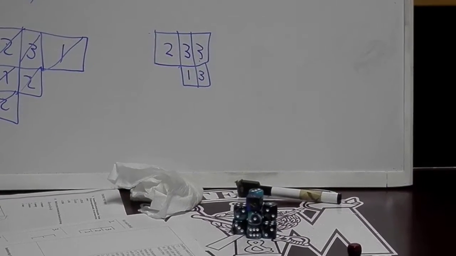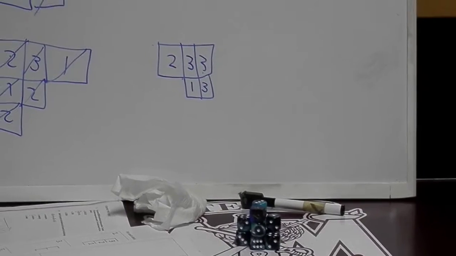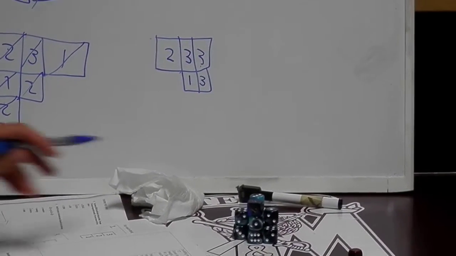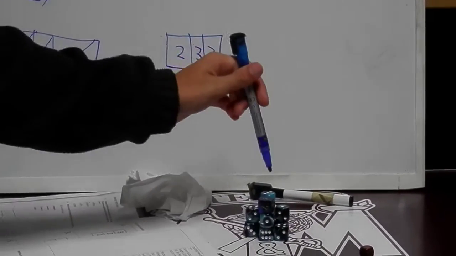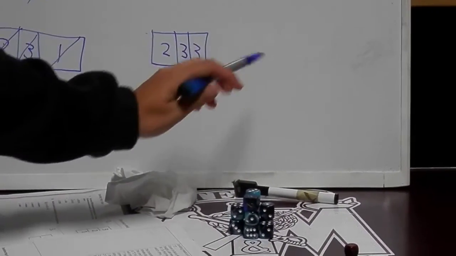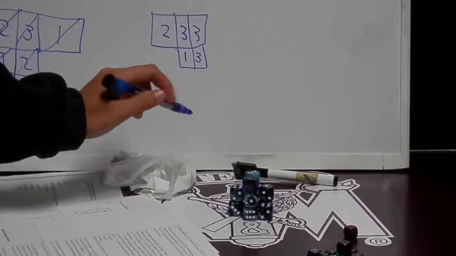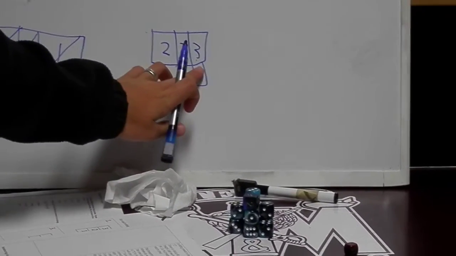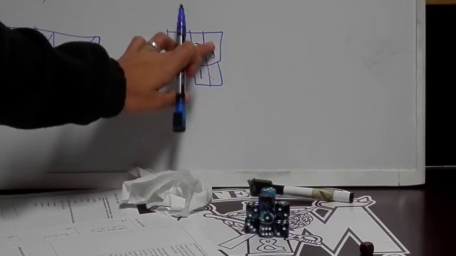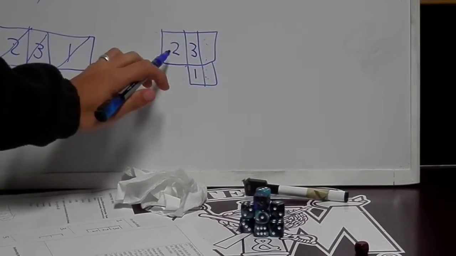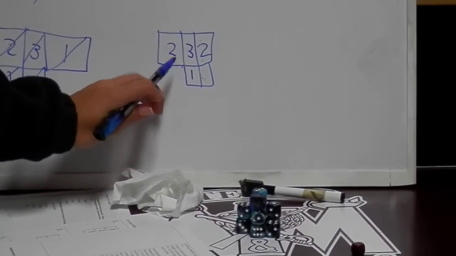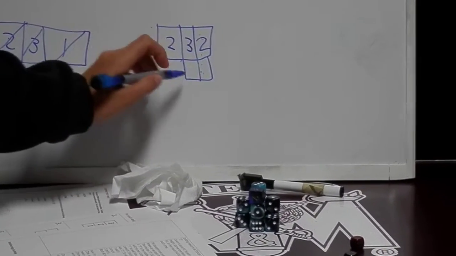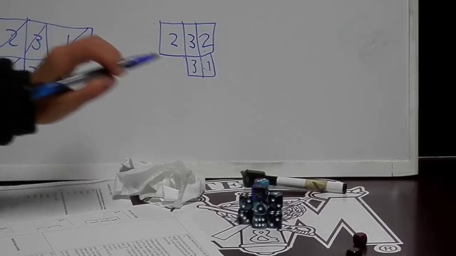Wait a minute. Shouldn't they be even if they're all 3s? Where? Right here? There's too many 3s. Yeah, the middle ones are supposed to be 3s, not the outside ones. Oh, you're right. So what should it be? 2, 3, 2, not 3, silly. 2. And then that one's got to be a 3 and then a 1. Good thing we're in charge.